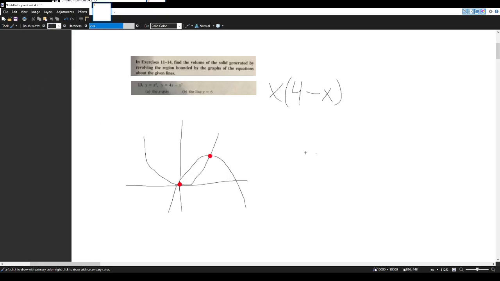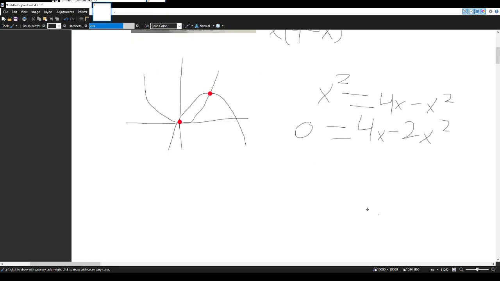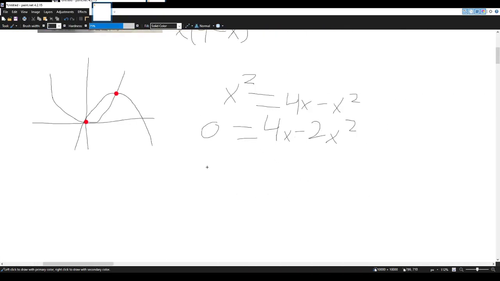You just set the two things equal to each other. x squared equals 4x minus x squared. Get that on the other side. You have 0 equals 4x minus 2x squared. And then it looks like we can factor out a 2x here: 2x times (2 minus x). So the zeros are going to be 0 from that x and 2 from that, which in this case are the intersections. So they intersect at 0, which we already knew, great, and at 2.